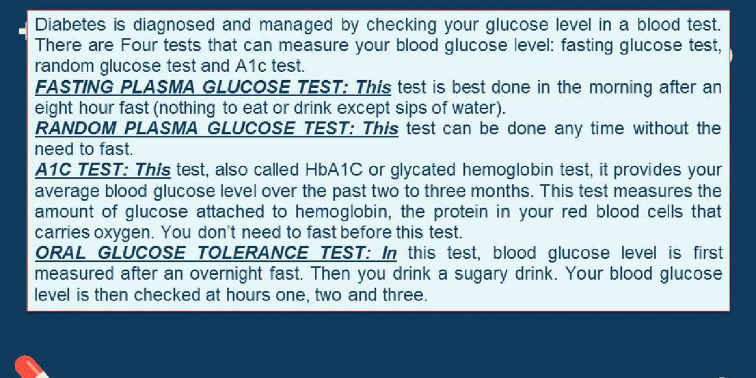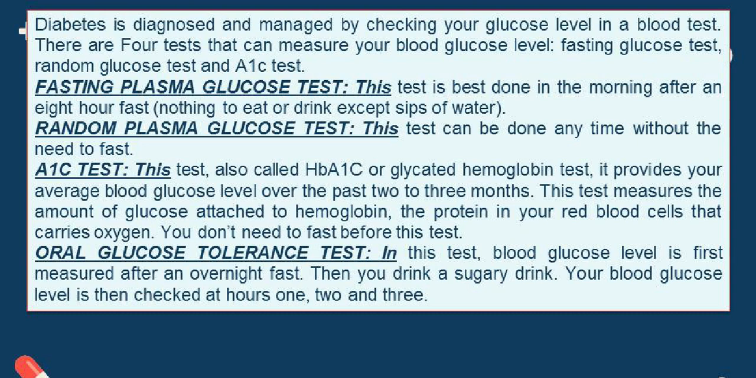The A1C test, also called the glycated hemoglobin test. In this test we will notice the average blood glucose level of the patient for the past 2-3 months. It measures the amount of glucose attached to the hemoglobin, the protein in red blood cells that carries oxygen. In this test no fasting is required.